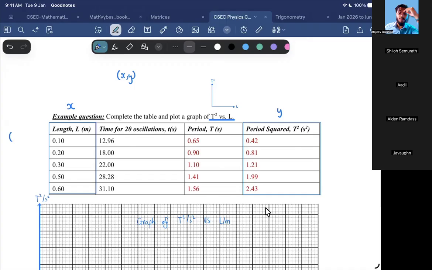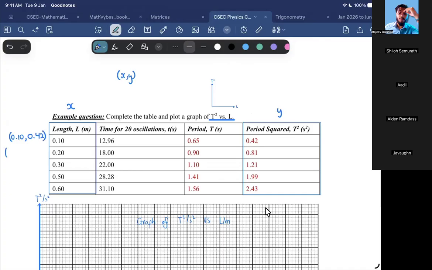L. Right. That will be 0.1 and 0.65. Take your time. We're not plotting t. It's t squared. Remember, it's t squared versus L. So it'll be 0.10 and, yeah, 0.65 squared, but that's calculated for us already, right? Because this is t squared. 0.65 squared is 0.42. Right? What about the next coordinate?